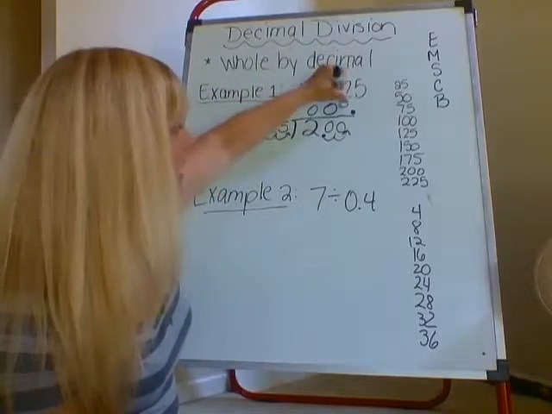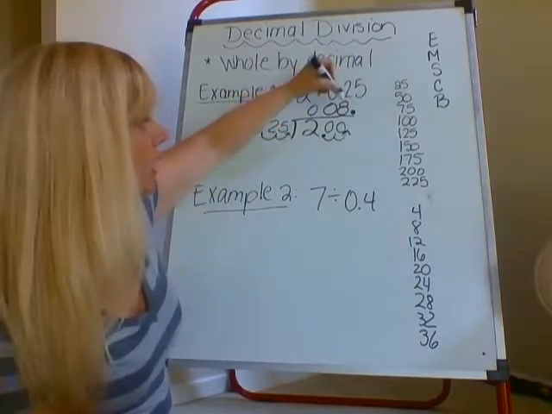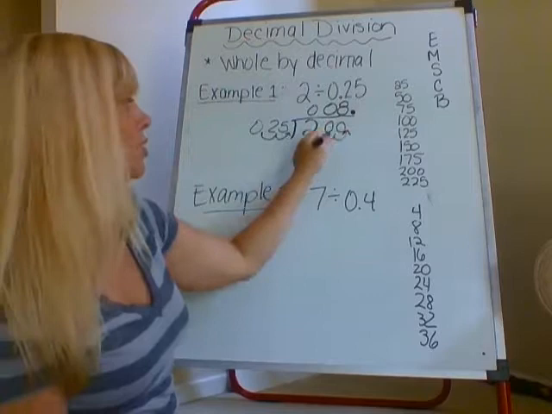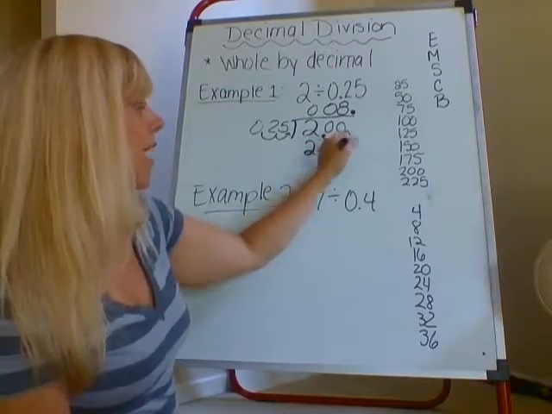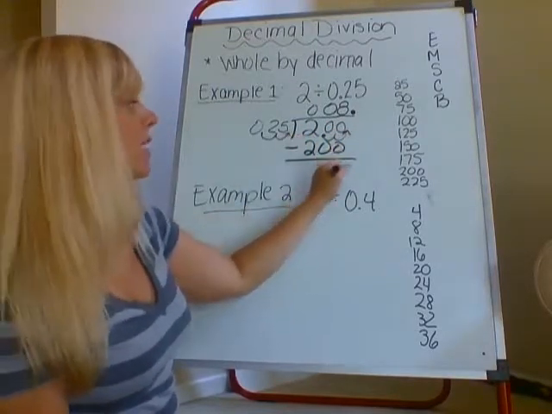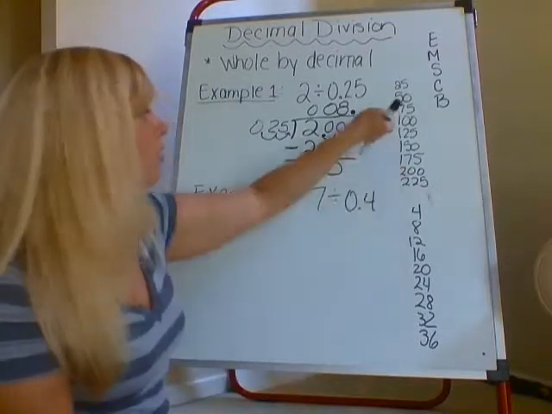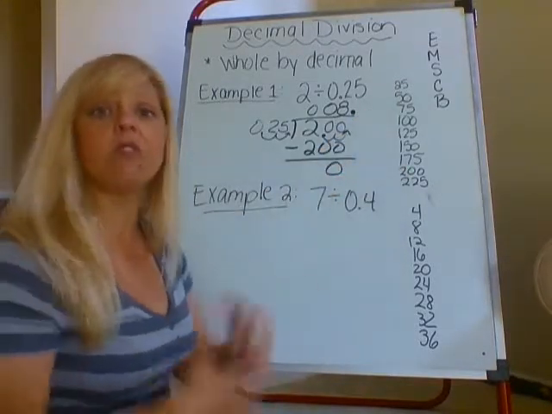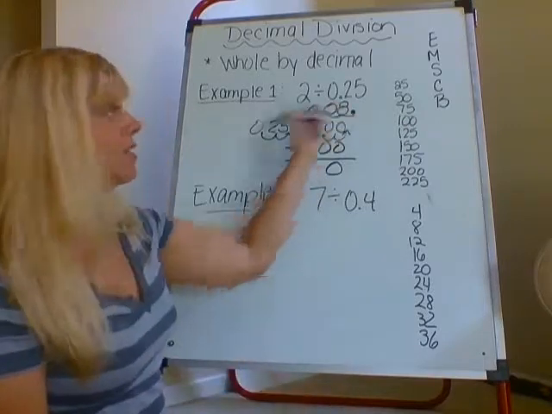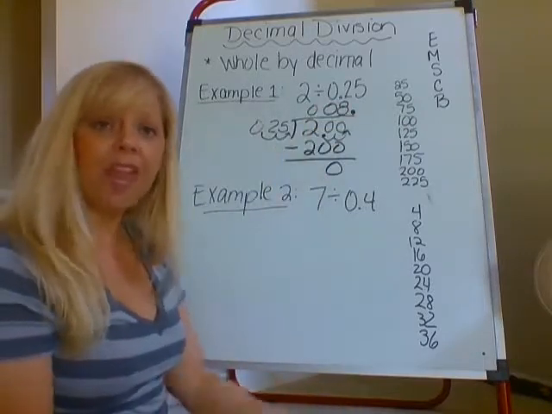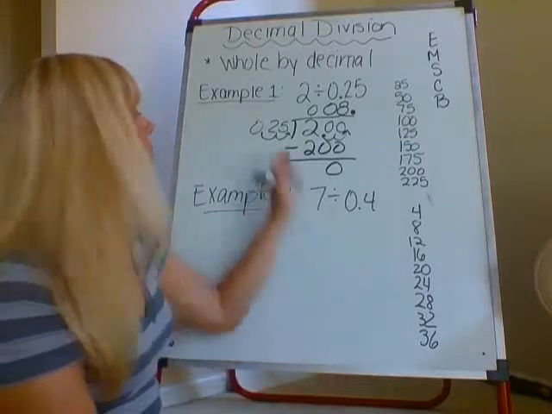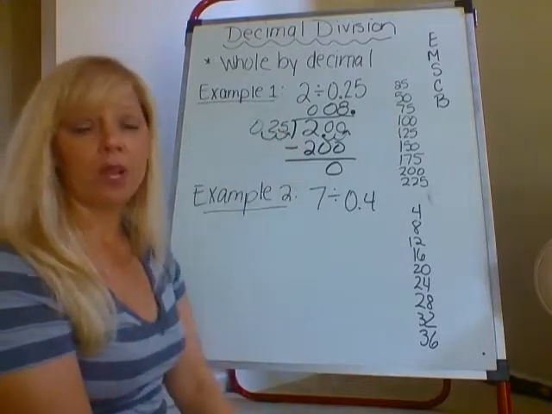So I'm going to put my 8 up here for my estimation. 8 times 25 is my multiplication, which is 200 exactly. I'm going to subtract and compare. Is 0 less than 25? Yes, it is. Do I have anything else to bring down? No, I don't. So now I'm done. My answer is 8. And that's how I get 8 whole when dividing whole numbers by decimals.